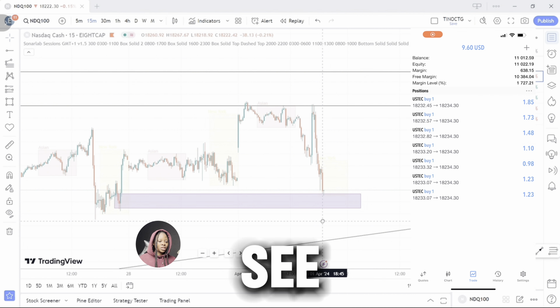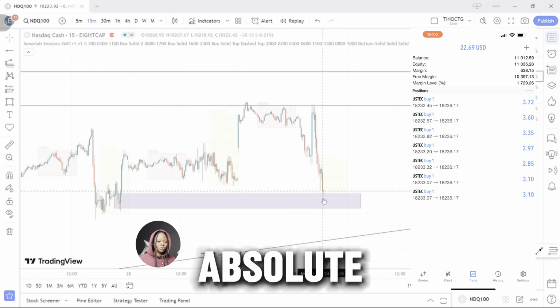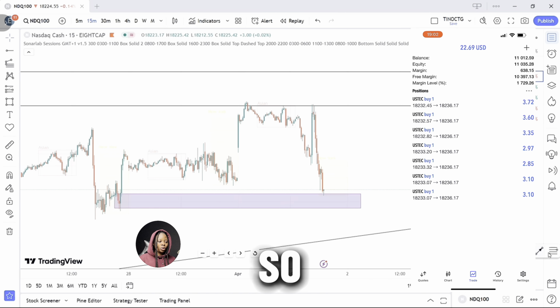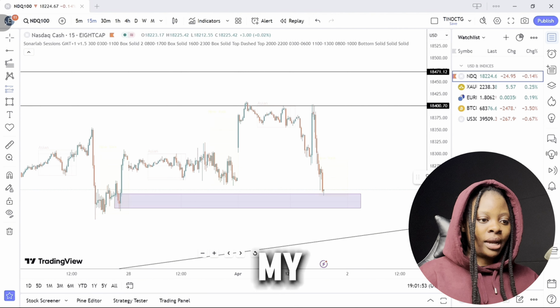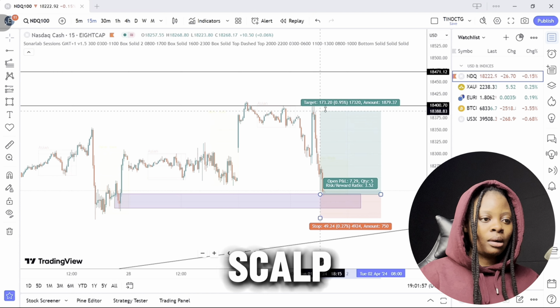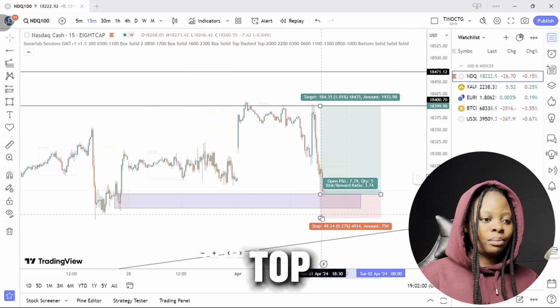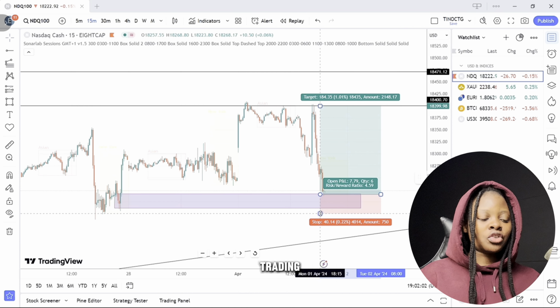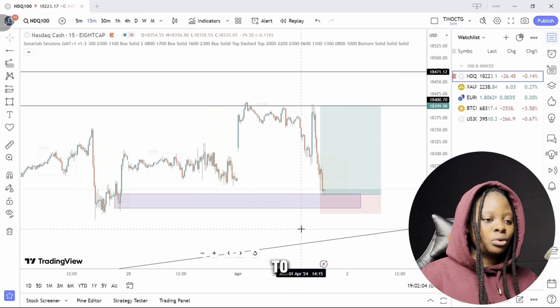So as you can see, the trade is running over here. That is an absolute sniper entry that I have over there. I'm saying that I want to put my long position over here, right? It's obviously going to be a scalp. I'm expecting it to push to the top, but swing trading would have to hold to the top there. I'm just going to scalp it and leave, right?